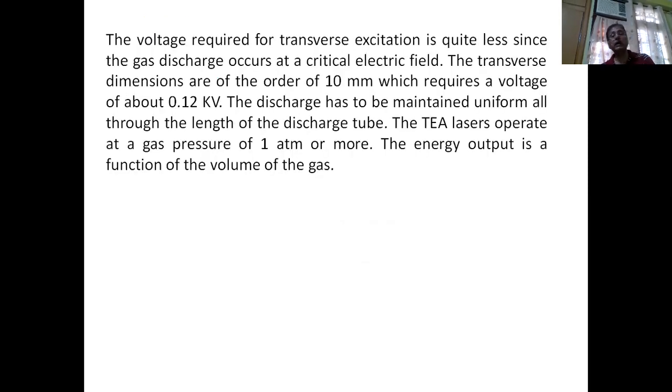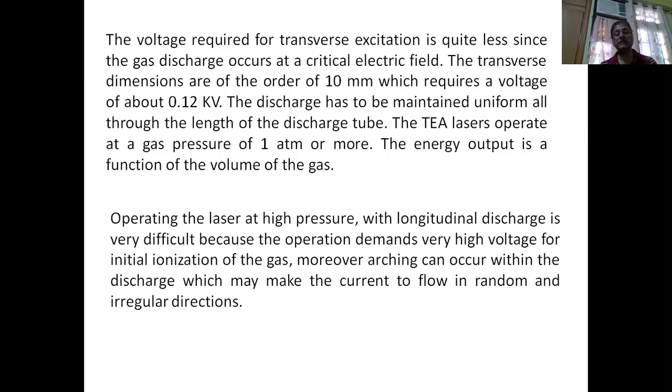Now, the voltage required for transverse excitation is quite less, since the gas discharge occurs at critical electric field. The transverse dimensions are of the order of 10 millimeter, which requires a voltage of about 0.12 kilovolt. The discharge has to be maintained uniform all through the length of the discharge tube. The T lasers operate at a gas pressure of 1 atmosphere or more. The energy output is a function of the volume of the gas.